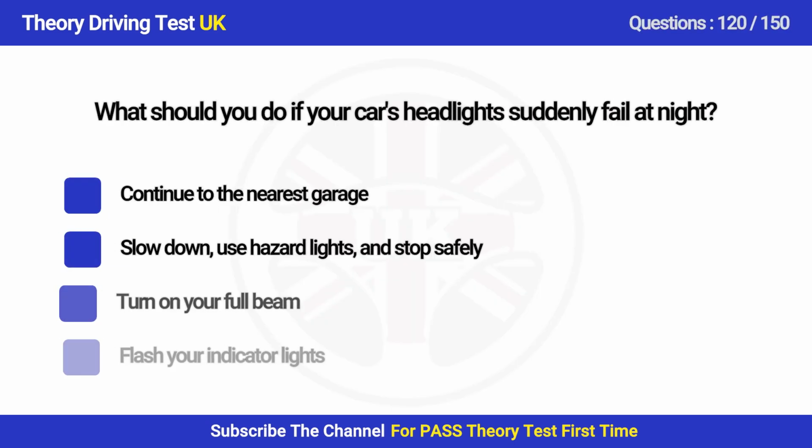Question 120. What should you do if your car's headlights suddenly fail at night? A. Continue to the nearest garage. B. Slow down, use hazard lights, and stop safely. C. Turn on your full beam. D. Flash your indicator lights.